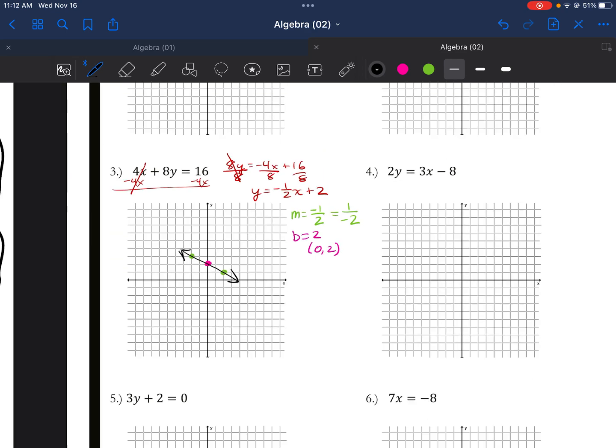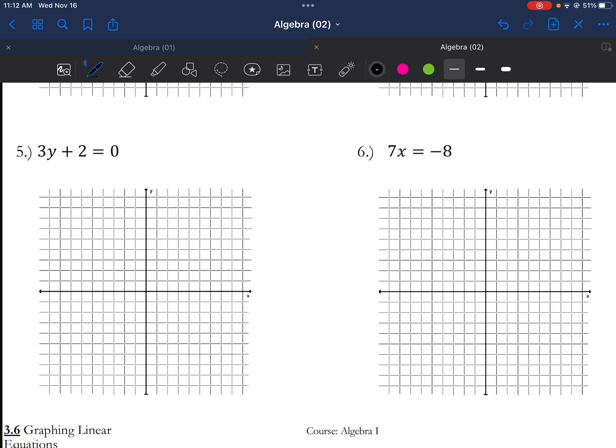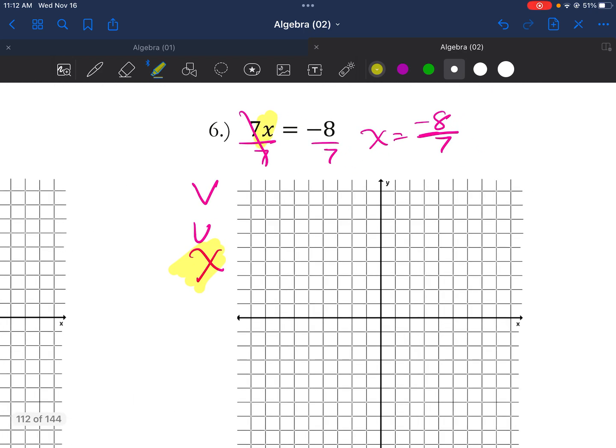Now, these rules don't change for problems like number 5 and 6. If you notice, we only have one variable here, meaning these are special cases. We have to solve for that variable and then use the special case. So I'm going to do number 6 because that's the one that tends to confuse the most people. So number 6, if I divide by 7, I get x equals -8 over 7. Okay, x equals, it's a VUX because it's an x equals equation. I know it's an undefined slope, so I can write m equals undefined.